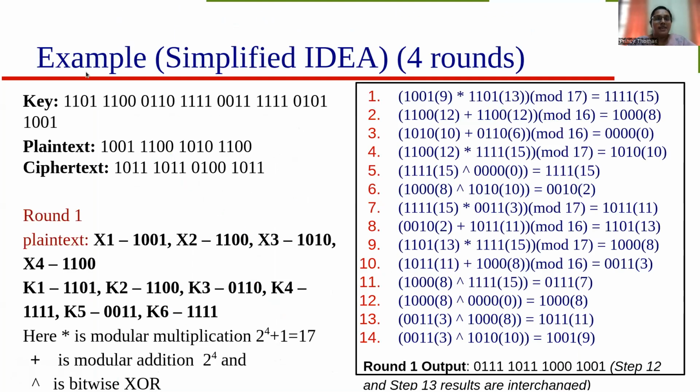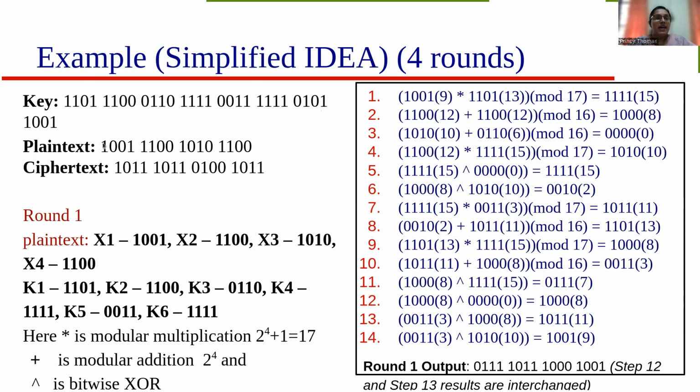Okay. So example. Now to just show you the simplified example, we are using a simplified idea where the input is only 16 bits. And the 16 bits is divided into 4 bits each. And the key is 32 bits, right? 1, 2, 3, 4, 5, 6, 7, 8. 32 bits.